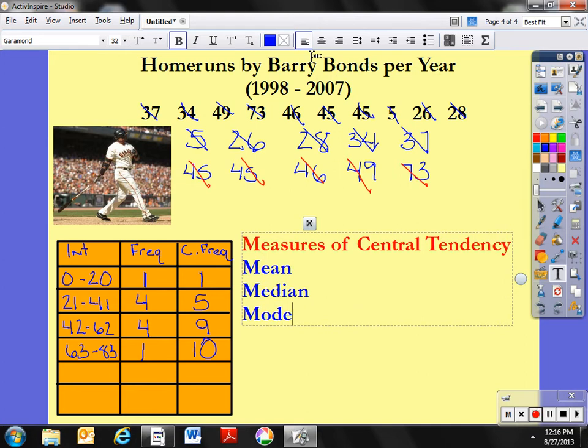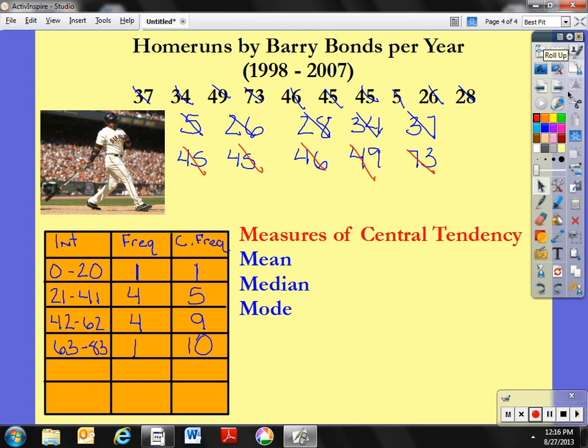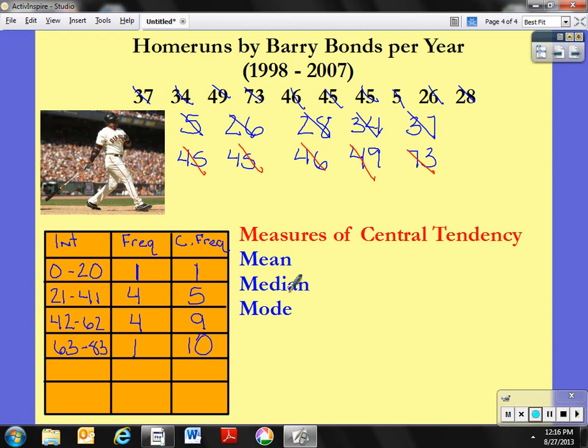I'm going to do the median and mode first because those are easier than the mean, since I have to do some calculations for the mean. So let's take a look at the median. Numbers in the middle. So let's see here. 5, 7, 3, 26, 49, 28, 46, 34, 45.